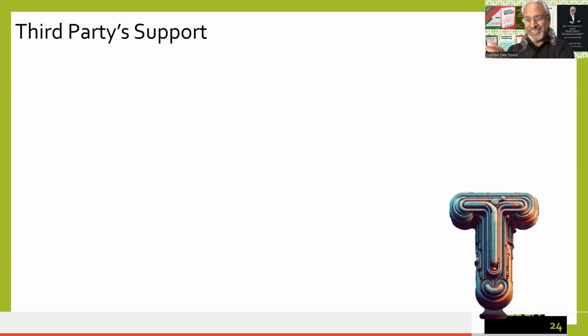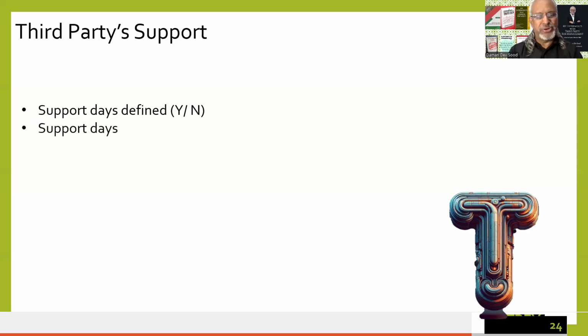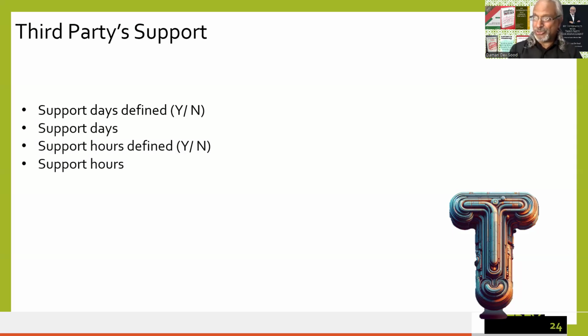Moving towards the Z, A to Z of the contents of contracts with third parties, because I want you to make these as shields, risk management shields. So T is third party support. What will be the days when your third party will be providing you the support, and also those days and the hours also. Is it 24/7?